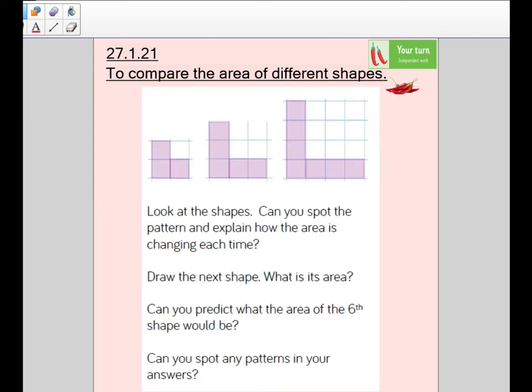Okay, the next one is a chilli 3 challenge. Look at the shapes. Can you spot the pattern and explain how the area is changing each time? Draw the next shape. What is its area? Can you predict what the area of the sixth shape would be? And can you spot any patterns in your answers? Pause the video and have a go now.